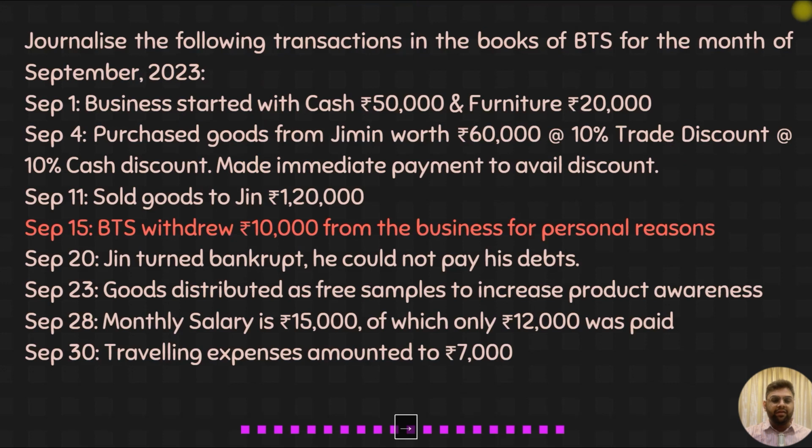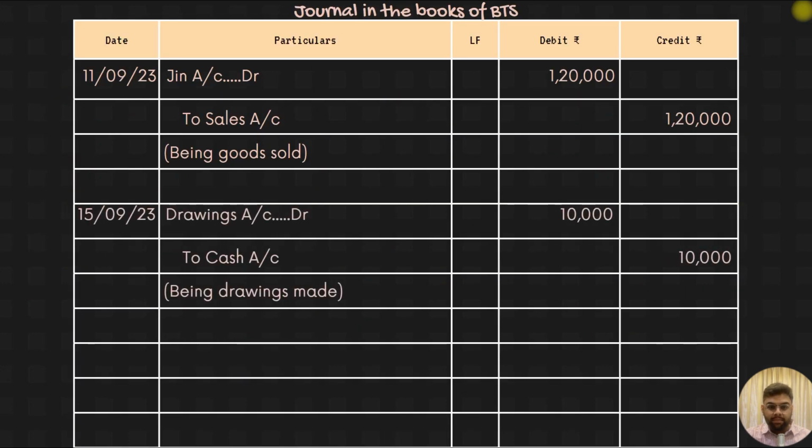Next, September 15. BTS withdrew rupees 10,000 from the business for personal reasons. The journal entry looks like this. Drawings account debit to cash account, being drawings made. Drawings are debited because debit the receiver or capital decrease debit. Cash will be credited because credit what goes out or asset decrease credit.